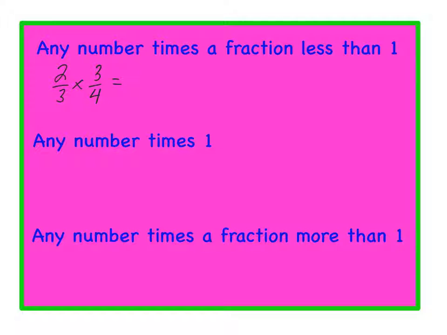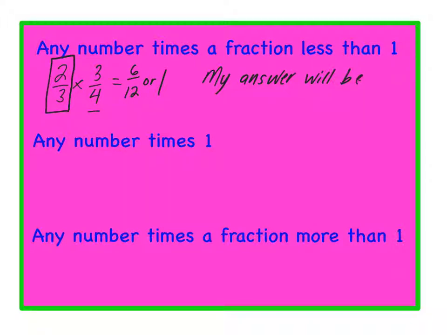The first rule is, any number times a fraction less than 1. So here I have a fraction, and I'm multiplying by a fraction less than 1. I can multiply straight across. I get 6/12, or I can write that as a half. So based on what we just did before, I could say my answer will be smaller than the original fraction or number.